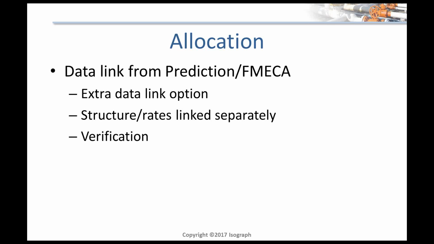And the last thing this allows for is verification. Since allocation is designed to determine what your failure rates should be, you could do your allocation to see what the failure rates should be, do your prediction to see what they are, and verify whether or not, there's a new verification dialog, it tells you whether or not your goal is being met.